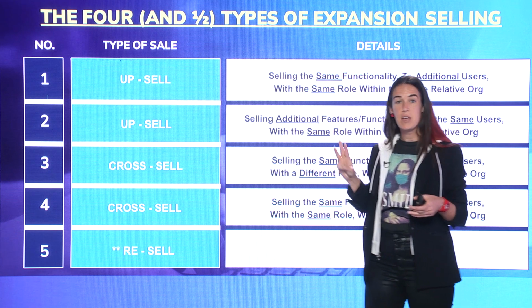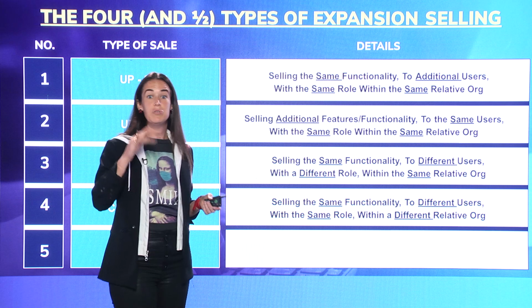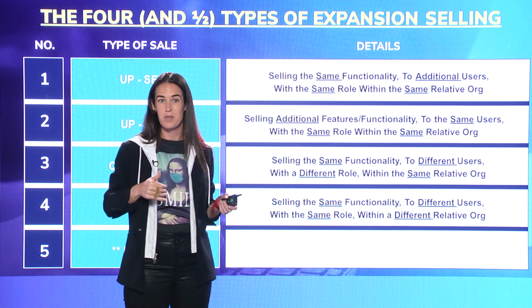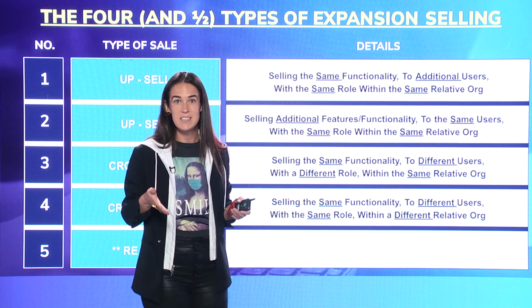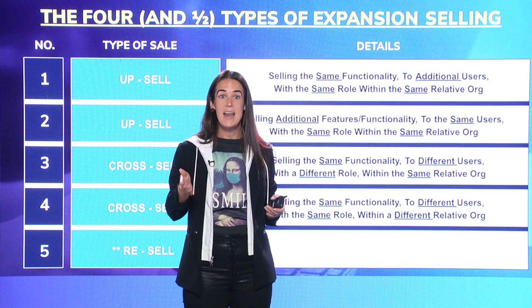Number 3 is going to be a cross-sell. This is selling the same functionality to different users within a different role within the same relative org. So let's take our initial instance of I am Drift and I sold into 100 BDRs over at LinkedIn. And now I know that account executives can also use our video platform for self-prospecting efforts. So my land was 100 BDRs at LinkedIn, and now the expansion sell is a cross-sell to 100 account executives over at LinkedIn, for instance.